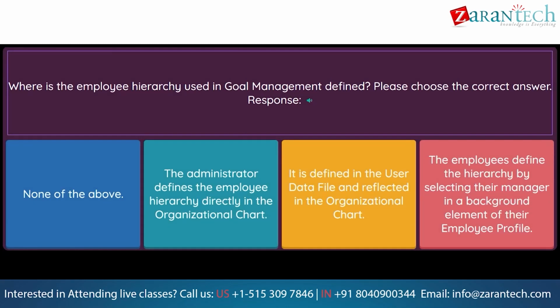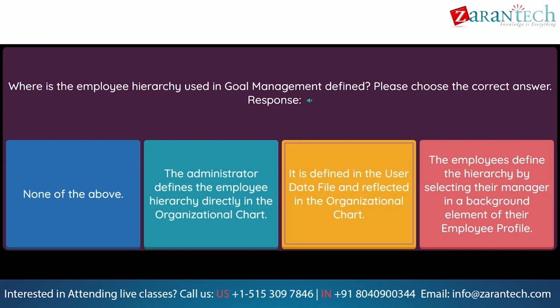Question: where is the employee hierarchy used in goal management defined? Please choose the correct answer. Response: Option 1 none of the above. Option 2 the administrator defines the employee hierarchy directly in the organizational chart. Option 3 it is defined in the user data file and reflected in the organizational chart. Option 4 the employees define the hierarchy by selecting their manager in a background element of their employee profile.